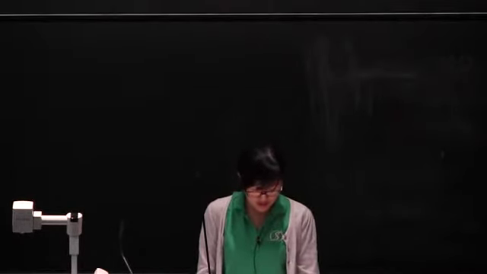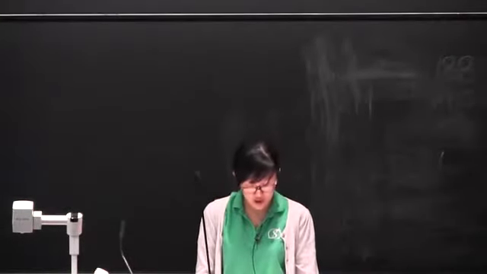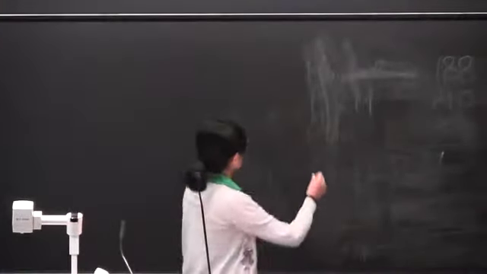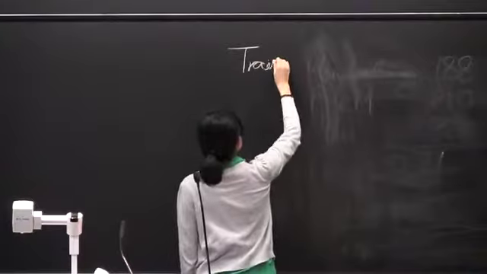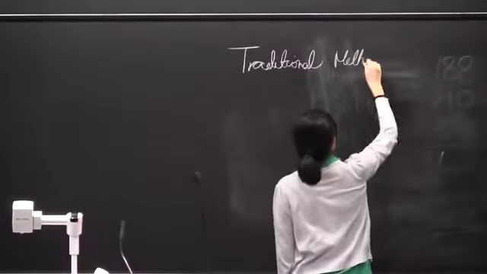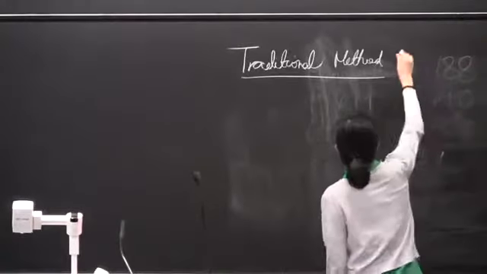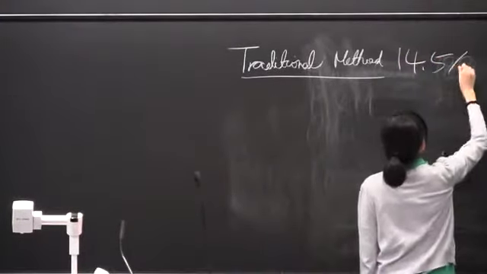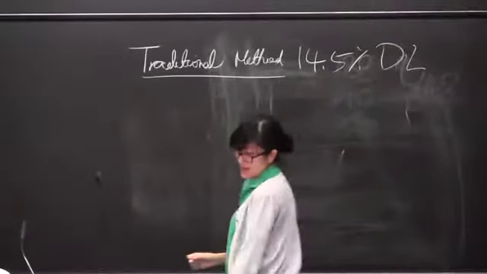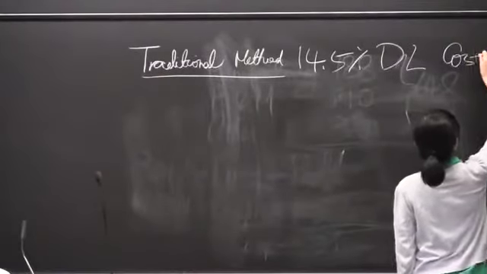Okay, so this question, it tells you this cosmetic company generally uses the traditional cost accounting system to allocate quality control cost uniformly to all products at a rate of. So their traditional method allocates cost at 14.5% of direct labor cost. Direct labor cost, not hour.